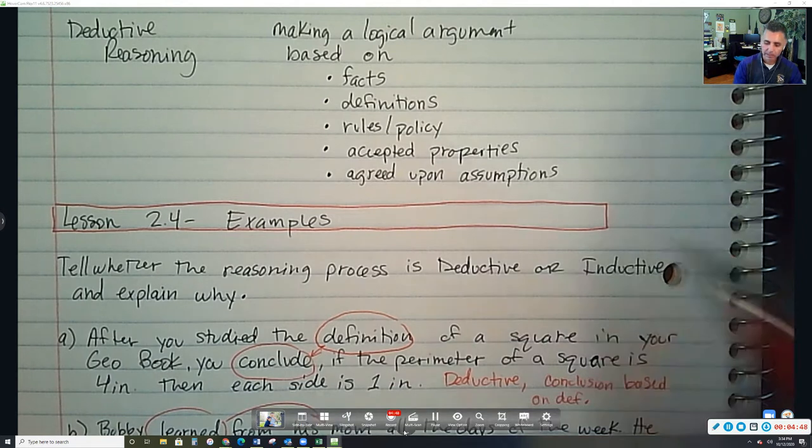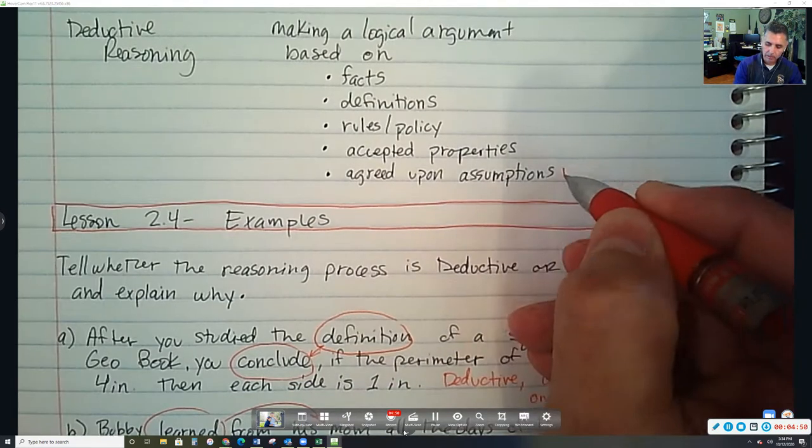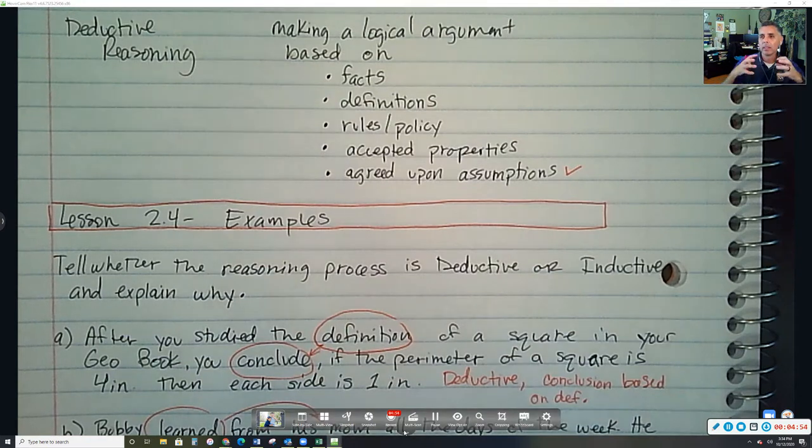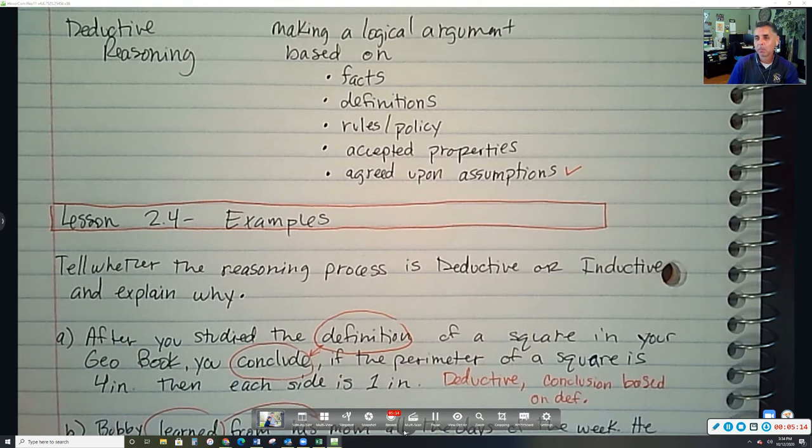I would say it's agreed upon assumptions, right? Because together the mom and Bobby agreed, hey, these are the days of the week, and his explanation that because today's Tuesday, tomorrow's going to be Wednesday, is based on that. It's not based on something he's seen or observed or experienced. It's based on what he was told.